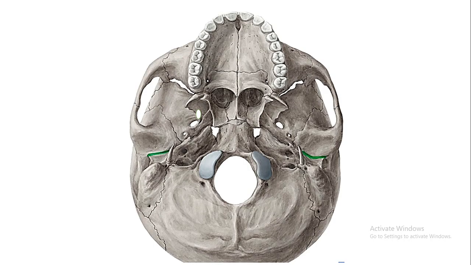So in the anterior one third of norma basalis, three important foramen are present. First is the incisive foramen. This is the incisive foramen. Then second is the greater palatine foramen. Here, as we can see, is the greater palatine foramen, and this one is the lesser palatine foramen.